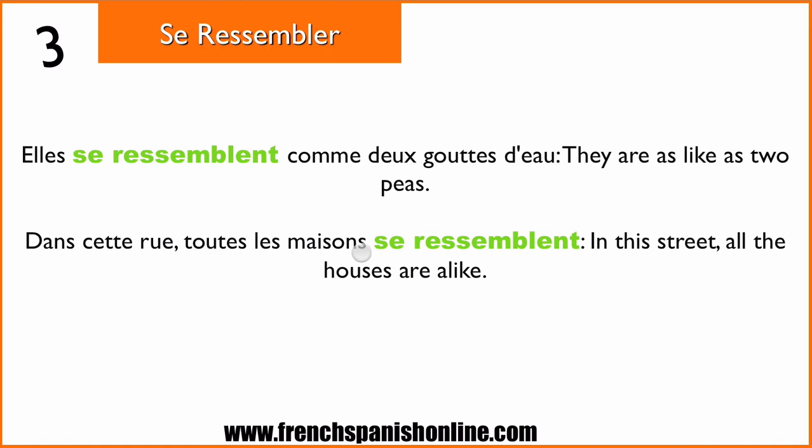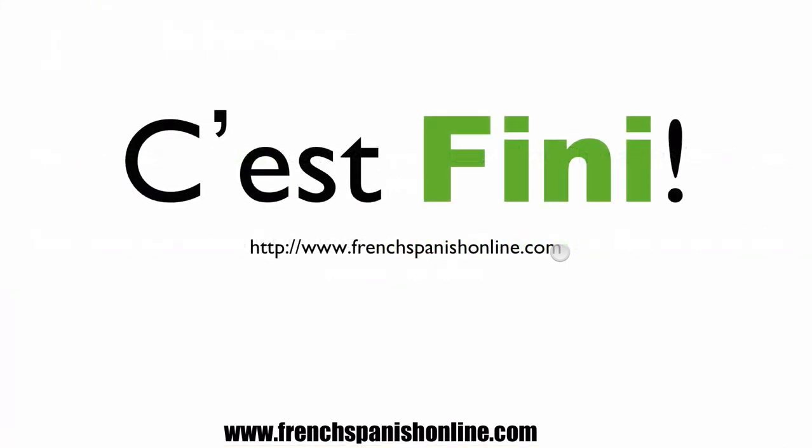Dans cette rue, toutes les maisons se ressemblent. In this street, all the houses are alike. Se ressembler, so to look like each other, and here it is a proper reflexive verb in French. Dans cette rue, toutes les maisons se ressemblent. Of course, you can use the verb for people too. Okay? So I hope it's clearer for you now to understand how to use these two verbs and of course the clear difference between sembler and ressembler.